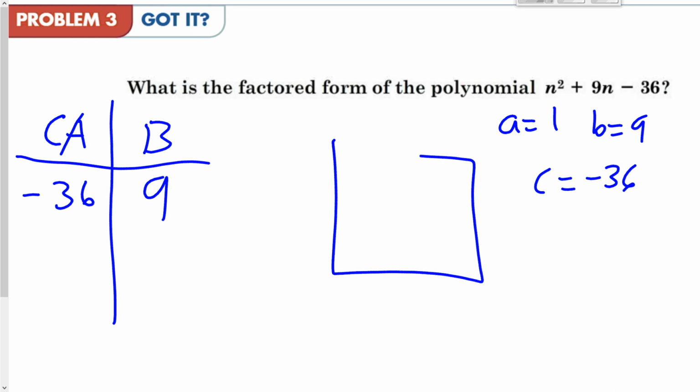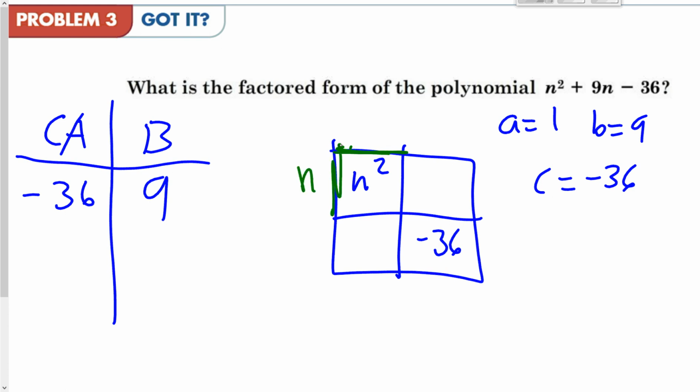Okay? So again, you can draw the box to help you out a little bit. N squared and negative 36. You can ask yourself right off the bat, what times what is n squared? N and n. Okay, now we need to complete these two. So again, we'll focus on this negative later. What that negative indicates is that we're really going to be subtracting these numbers to get to 9. Okay, and then we're multiplying those numbers to get to 36.